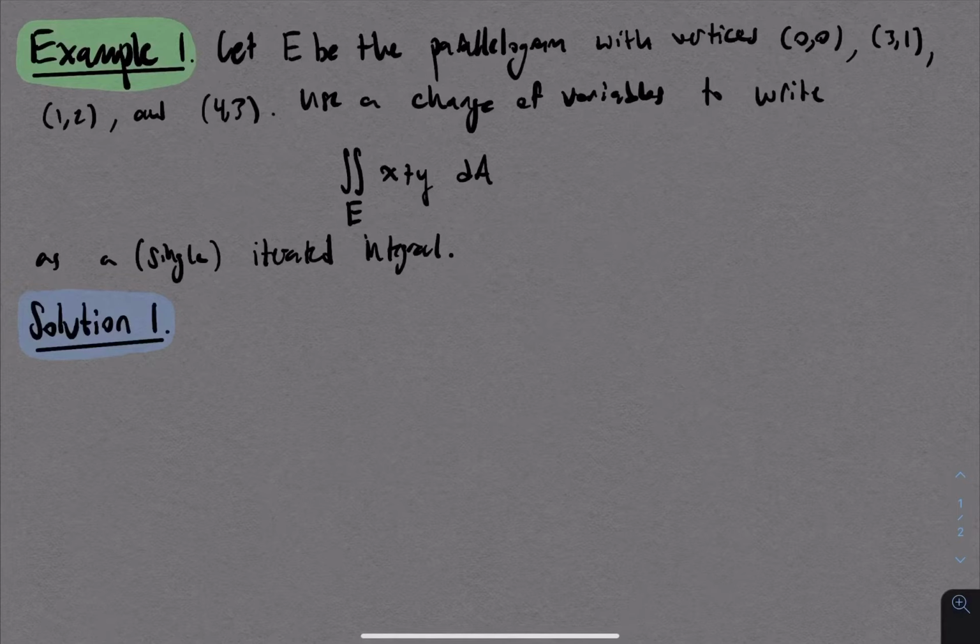First up, let me draw a picture of this region so that we can get an idea of what kind of thing we're integrating over. We have a corner at 0, 0. We have a corner at 3, 1, which maybe I'll draw here. We have a corner at 1, 2, which I guess would look like this. And then the other corner is at 4, 3, which means somewhere over here. And there's our parallelogram.